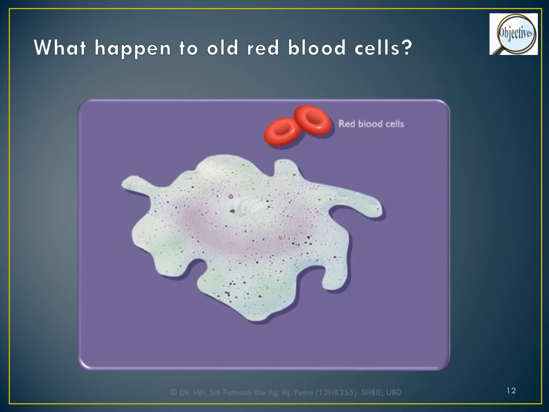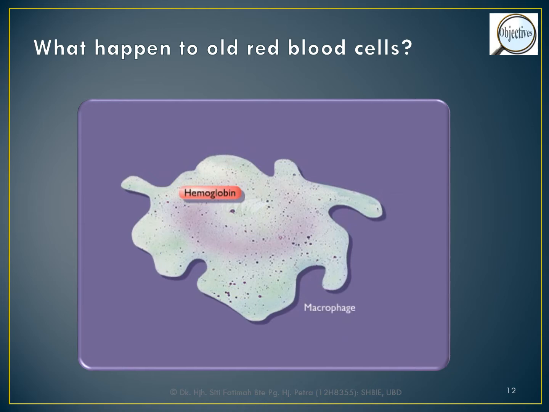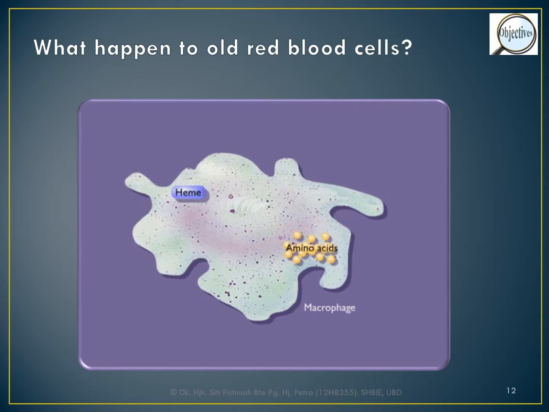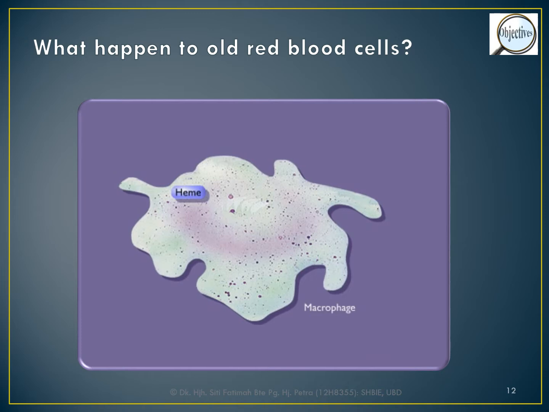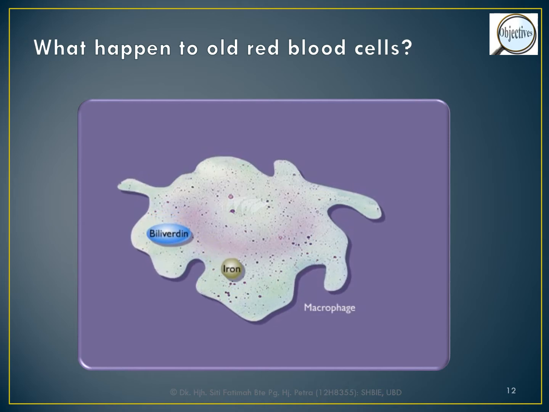Old red blood cells rupture, and the released hemoglobin is ingested by macrophages. The globin chains of hemoglobin are broken down to individual amino acids that are metabolized or used to build new proteins. Iron is released from the heme of hemoglobin. The remaining structure is converted to biliverdin, which is then converted into bilirubin.